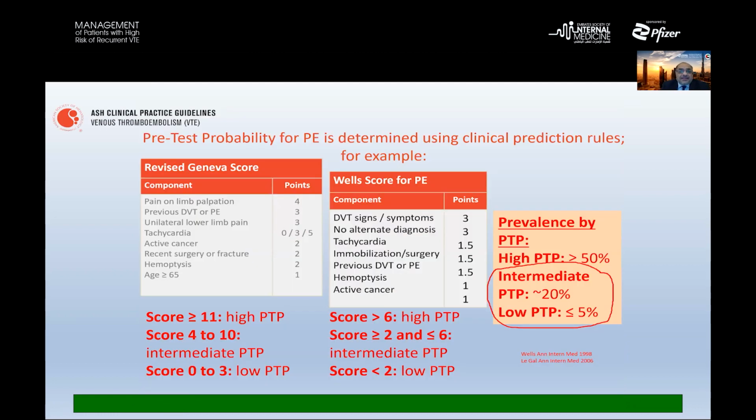Pre-test probability is the same with the revised Geneva score and Wells score. And the problem for me is the same. Like, say, 4 to 10 will be the intermediate. Will I go for the intermediate or not? The intermediate is a 20% probability. And if someone says to me this patient has a 20% chance of a PE, I'm definitely going to do the test for it. And for the low probability of less than 5%, I will look into the patient and their case.